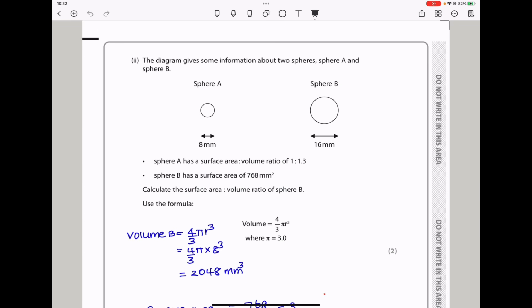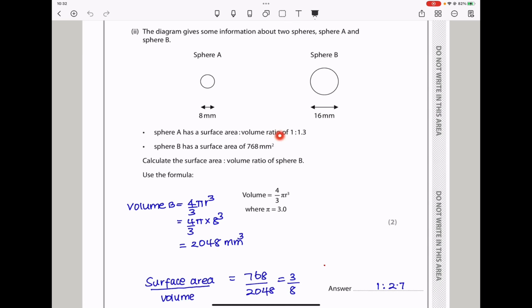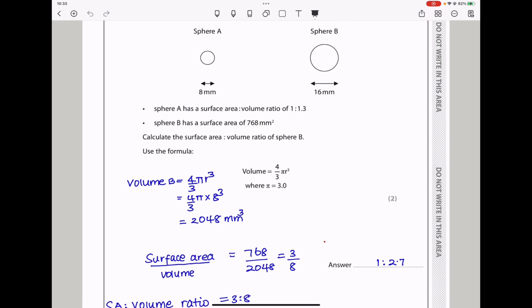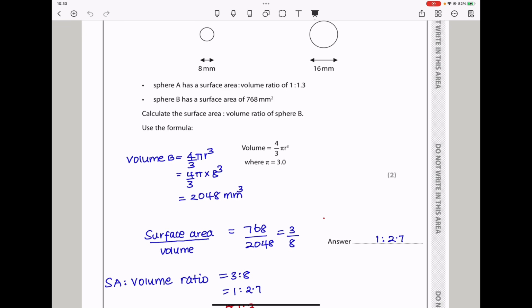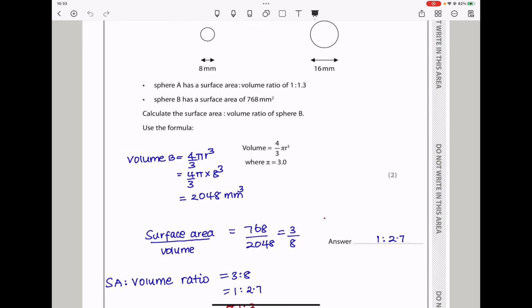Moving on. Here they say the diagram gives some information about two spheres. There is sphere A and sphere B. So we can see sphere A has a diameter of 8 millimeters, and this one has a diameter of 16 millimeters. Sphere A has a surface area to volume ratio of 1 to 1.3, and sphere B has a surface area of 768. They say calculate the surface area to volume ratio of sphere B, and they want us to use this formula.